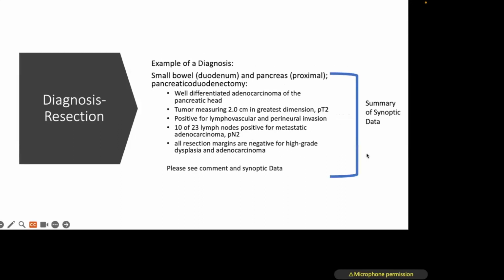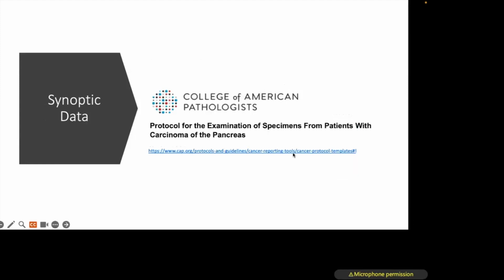So basically the diagnosis is a summary of what we see in our synoptic data. And our synoptic data are generated by the College of American Pathologists. These are protocols that we use for different types of organs. So there's one for pancreas adenocarcinoma, there's one for pancreas neuroendocrine tumors, which we'll go over later. And there's one for breast, there's one for gynae, such as uterine carcinomas, and there's one for lung as well.